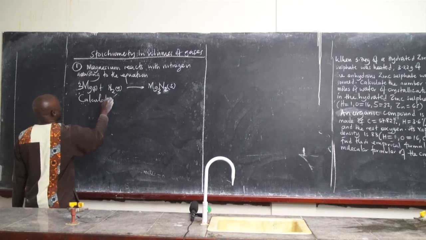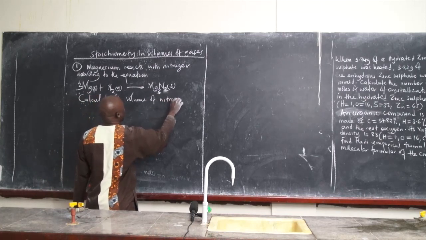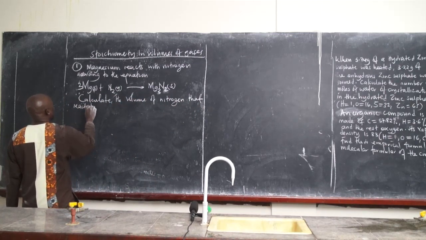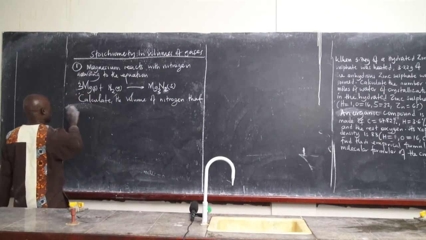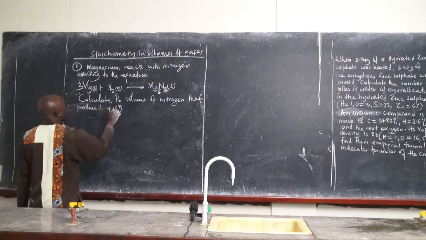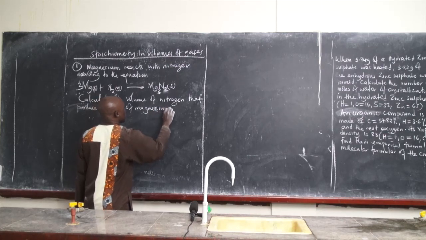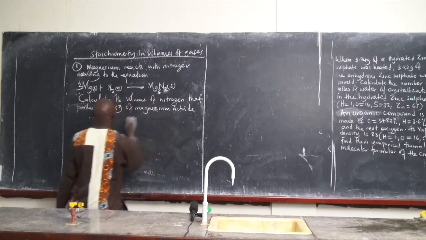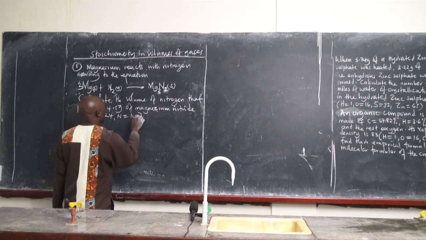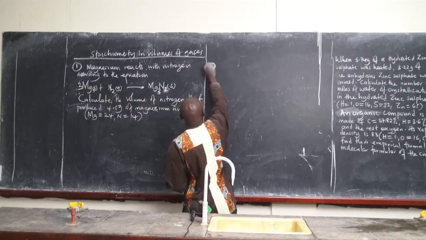Calculate the volume of nitrogen that reacted that produced 4.5 grams of magnesium nitride. So magnesium is 24, nitrogen is 14. So let's answer question 15. Number 2.